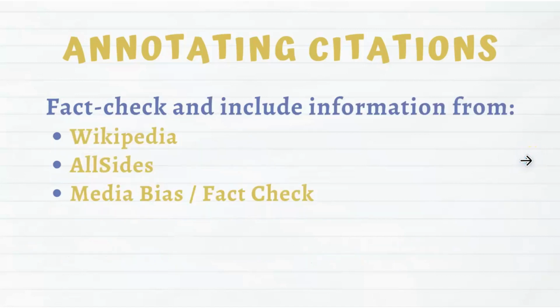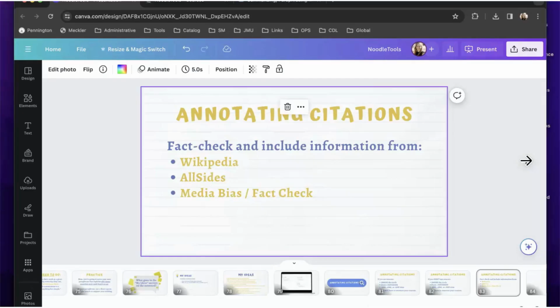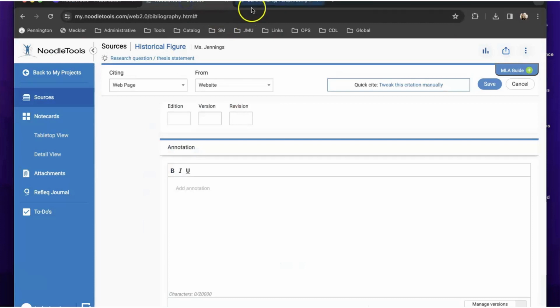This means you have to fact check and include information from Wikipedia, all sides, and then media bias and fact check. In your citation, there is a spot to annotate. That is where you would list this information to ensure that you are verifying your sources and that they are legitimate sites that you are gathering information from.